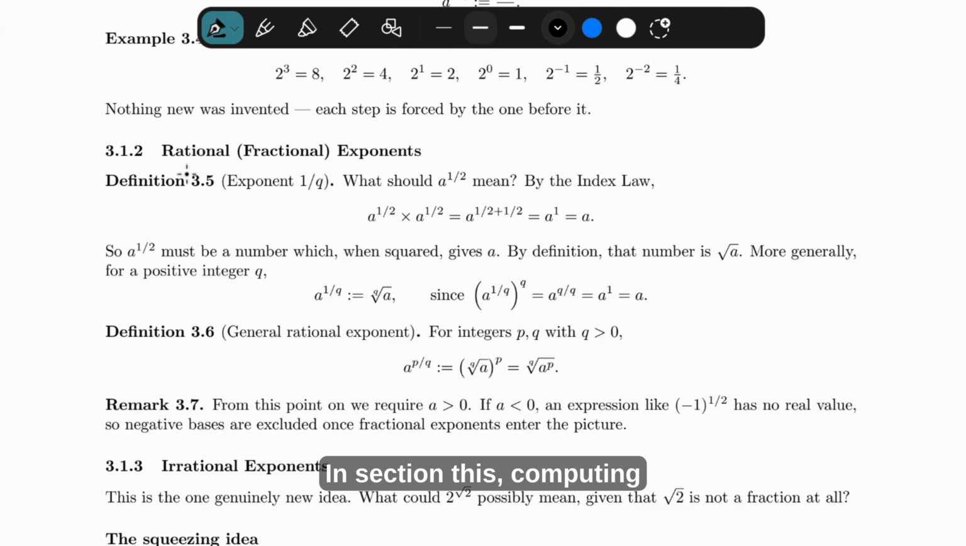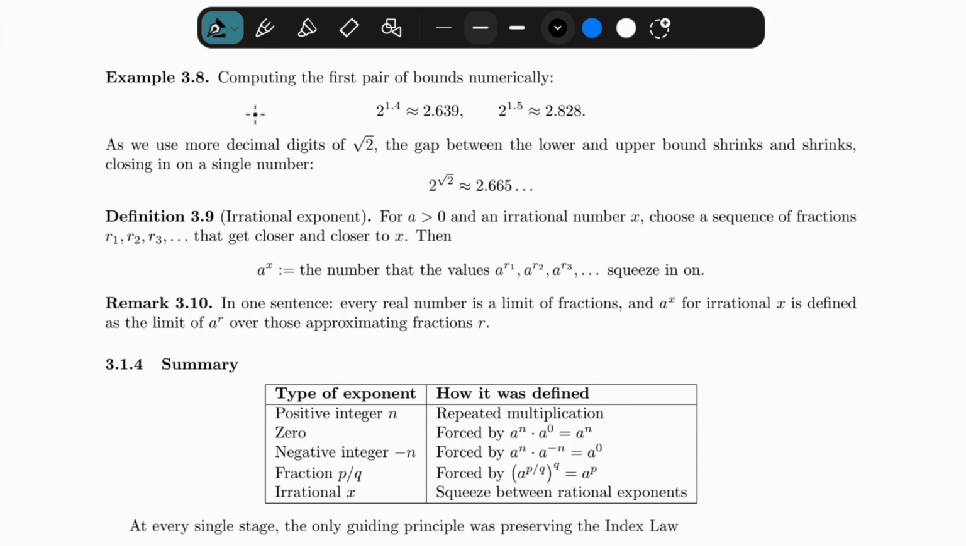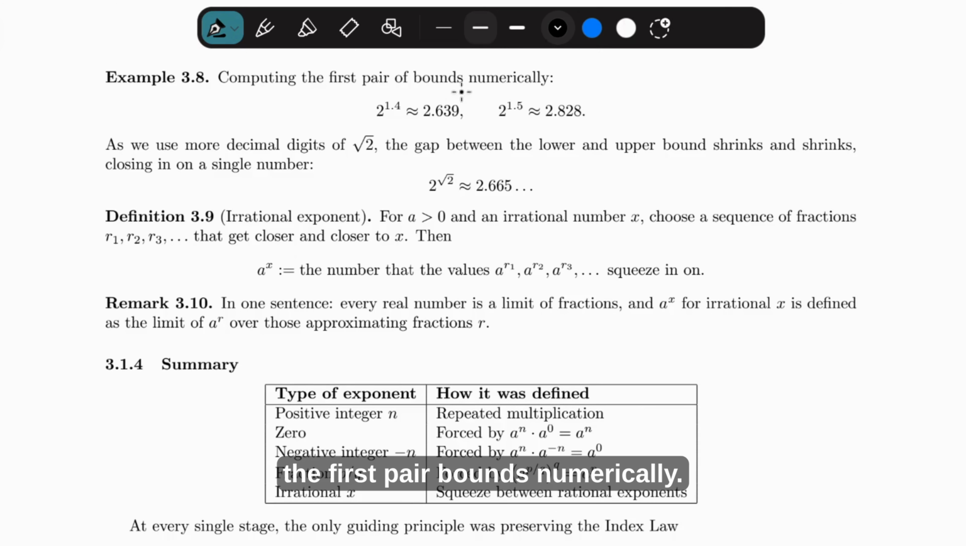Computing the first pair of bounds numerically, we are just numerically computing all those steps, and then approximating our desired result.